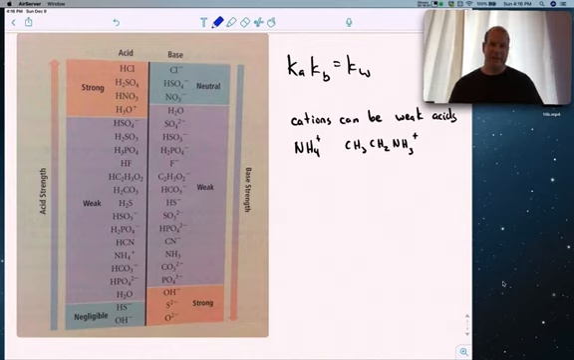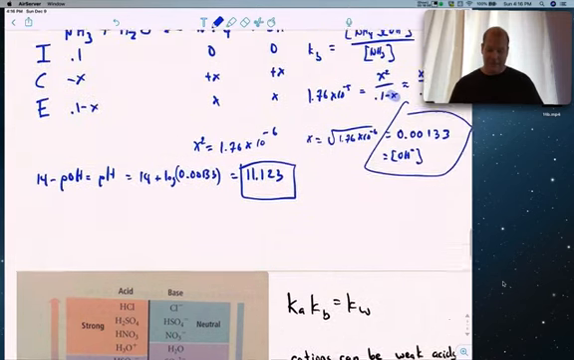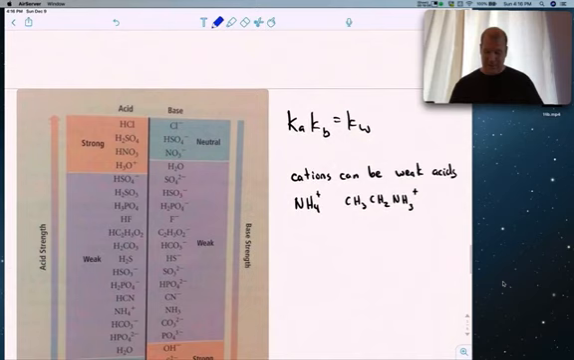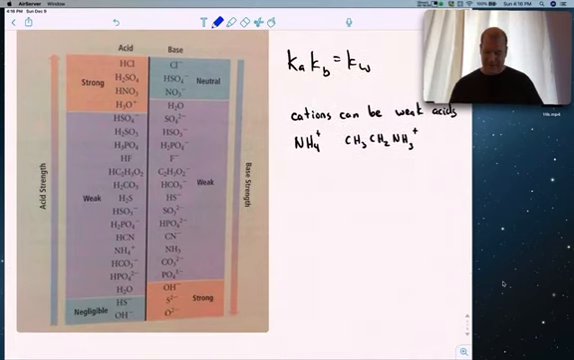And also, because of this, some cations can be weak acids. We just learned this up here: in the ammonium direction, NH4 plus, going the other way, it's an acid. It's a proton donor. So cations can be weak acids. So ammonium and then ethyl ammonium here.